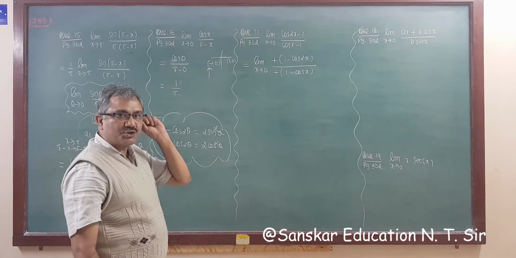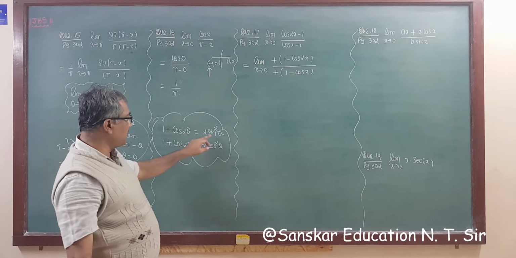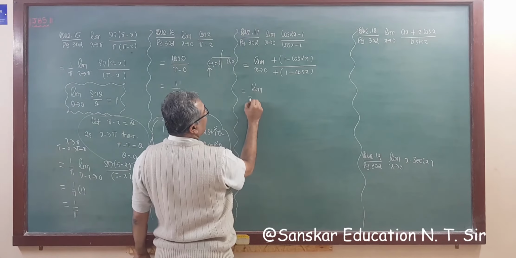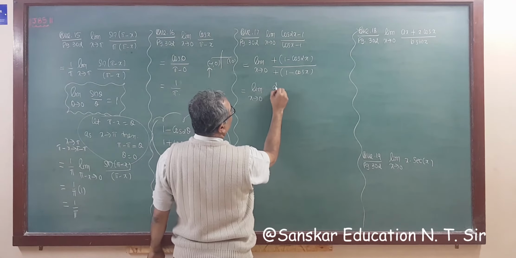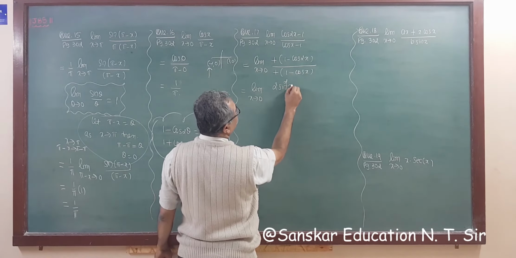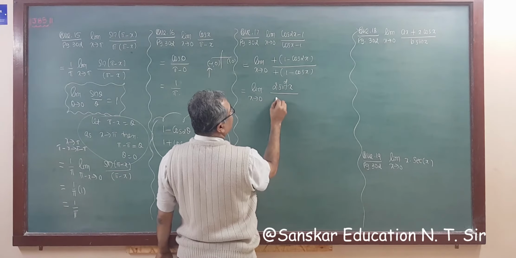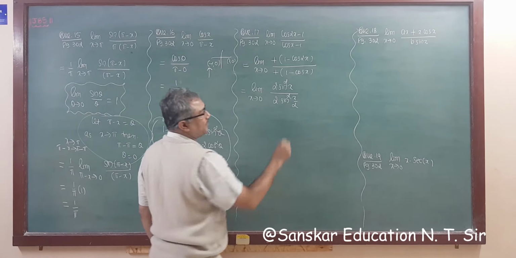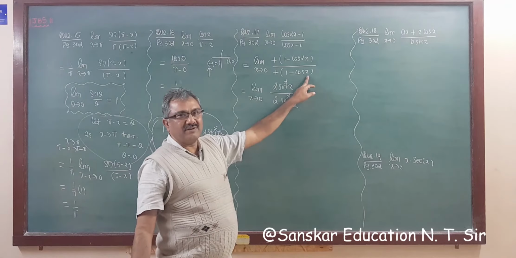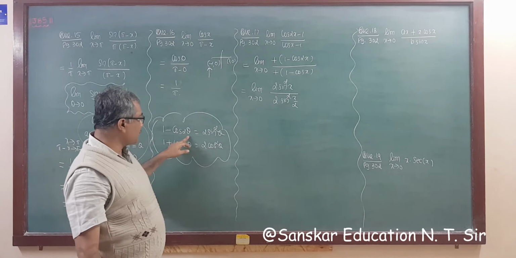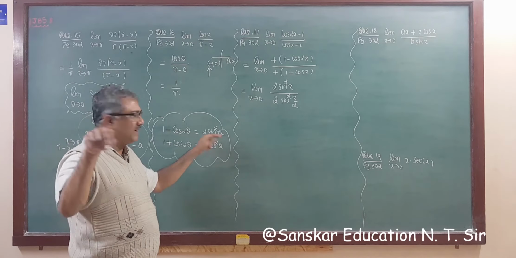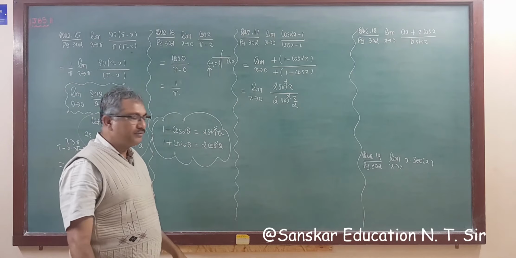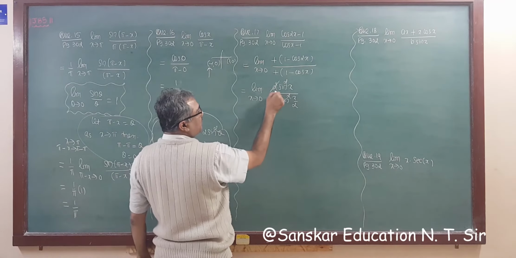Now 1 minus cos 2 theta is 2 sin square theta. So this is limit x tends to 0, 2 sin square x, and this is 2 sin square x by 2, because the angle is half. So we have 1 minus cos theta is 2 sin square of half angle. Right? Now this 2 will be cut.